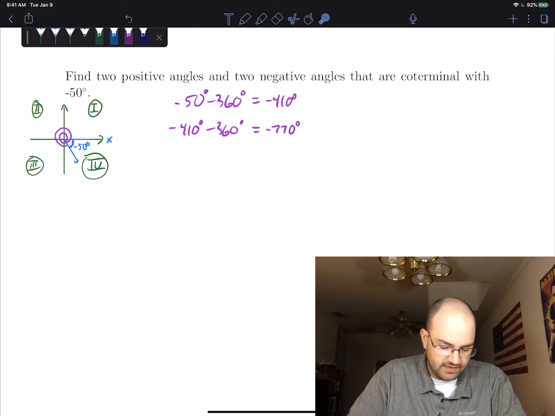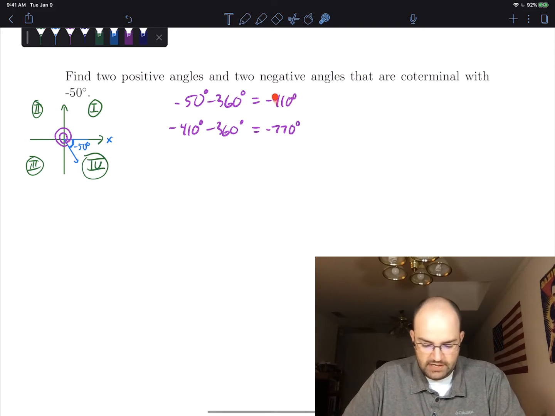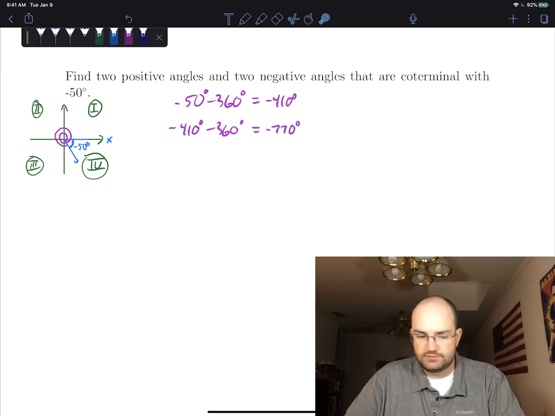And notice that I have just gone from here and I went around twice because there are two circles that I went around, basically. So there you go. Negative 410 degrees and negative 770 degrees are both coterminal with negative 50. And that satisfies the two negative angles.